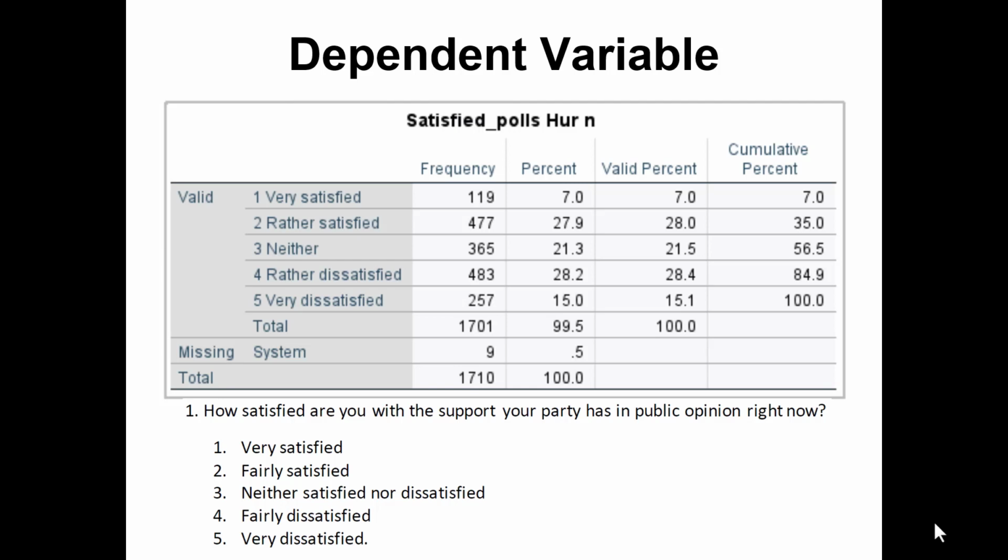And the dependent variable is, how satisfied are you with the support your party has in public opinion right now? And so it ranges from 1 to 5. And again, they run OLS regression. Really, this is an ordinal variable, so you could do ordered regression. I think I remember they said they ran ordered regression and the results were pretty much the same, which again, my mentor, Max Nyman, would say OLS regression, even when you violate some of the assumptions, produces robust findings.